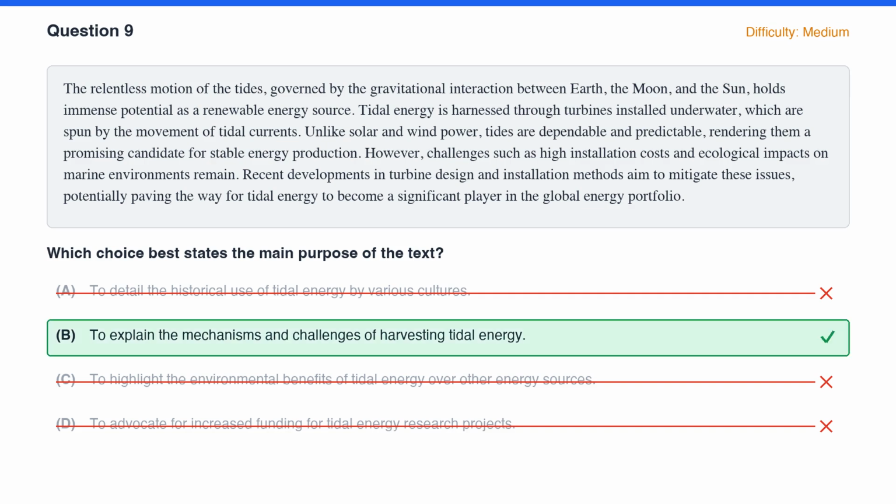Choice B is correct because the passage explains the mechanism of harvesting tidal energy through underwater turbines spun by currents, then explicitly raises challenges like high installation costs and ecological impacts. That balance of mechanism and challenge matches B precisely.